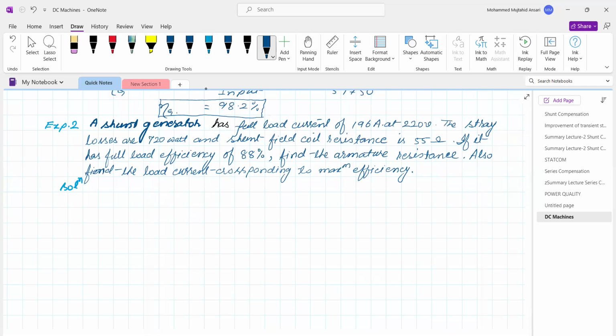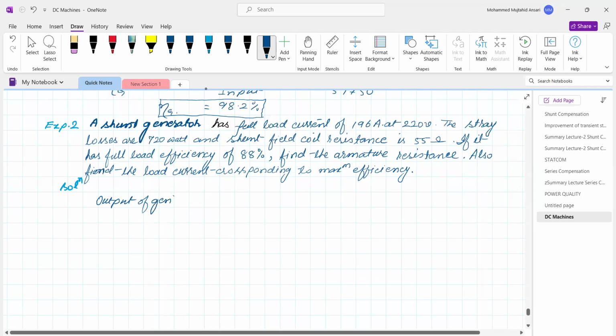So here, what is given? The full load efficiency is given. So first we will calculate the output of the generator, which is equal to Vt into IL. Here Vt, the terminal voltage, is 220 volt multiplied by 196 ampere. Therefore, the output of the generator is 43,120 watt.